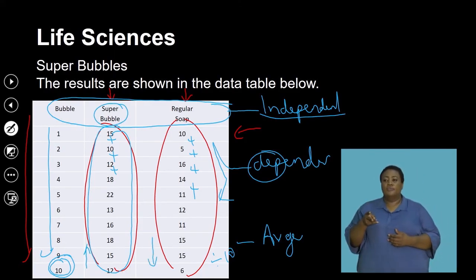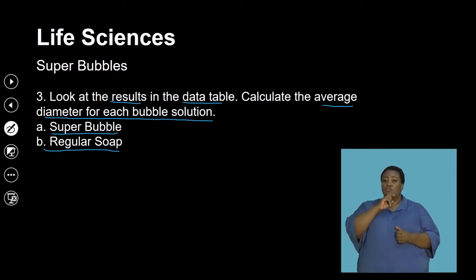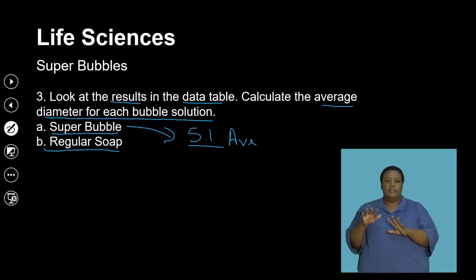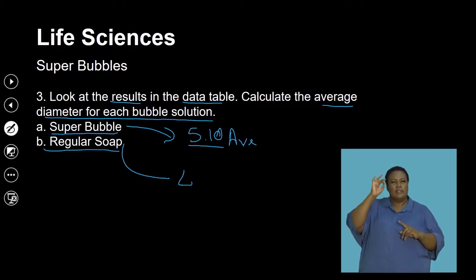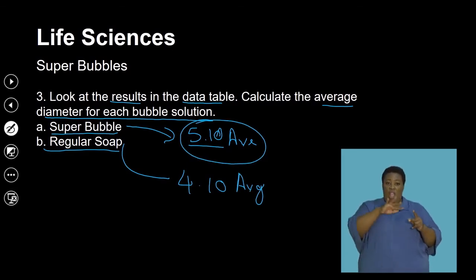So again, when we go to our conclusions, we've got to be able to use information. So here you've got to calculate that, and so you would have got a value, and that value would be an average for that. So I'm going to give you an average. Let's say it was 5.10 centimeters, where the regular was, I'm just guessing this for now, 4.10. We can see clearly that the average for the super bubble was significantly higher.